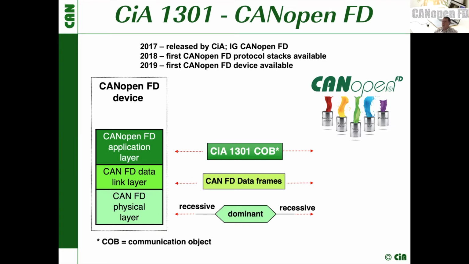So when we're talking about CANopen FD according to CiA 1301, we have in mind that we have a CAN FD physical layer, a CAN FD data link layer, and on top of this, we are running a CANopen FD application layer that is capable of using the CAN frames in the way as it is defined by CiA 1301.